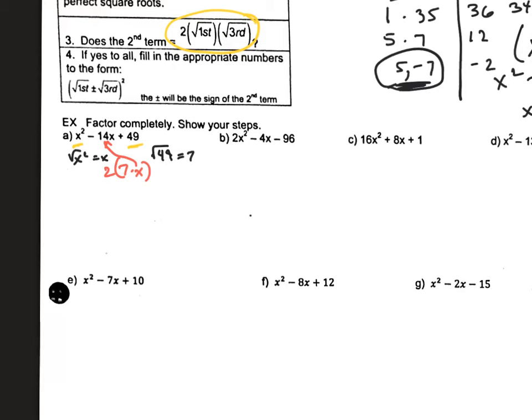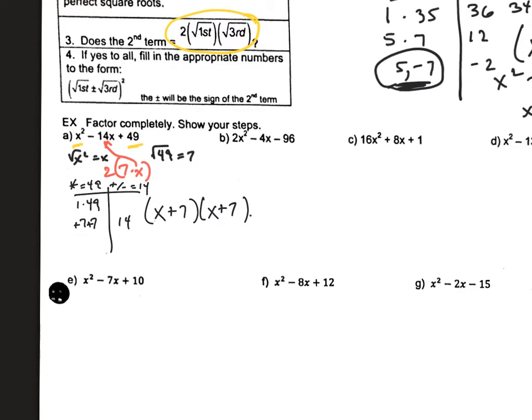But basically, we're trying to multiply to get to 49 and add or subtract to get to 14. So like 1 times 49 isn't going to work, but 7 times 7 will, because 7 plus 7 is 14. So we already know that it's going to be a positive 7 and a positive 7. In order to get to x squared in the beginning, it's x times x, plus 7, plus 7.